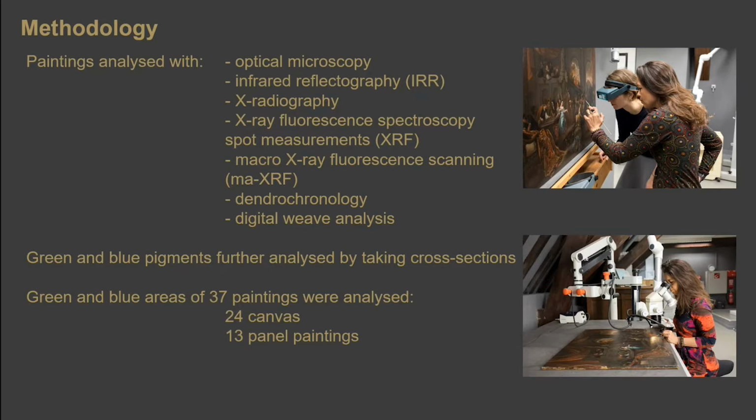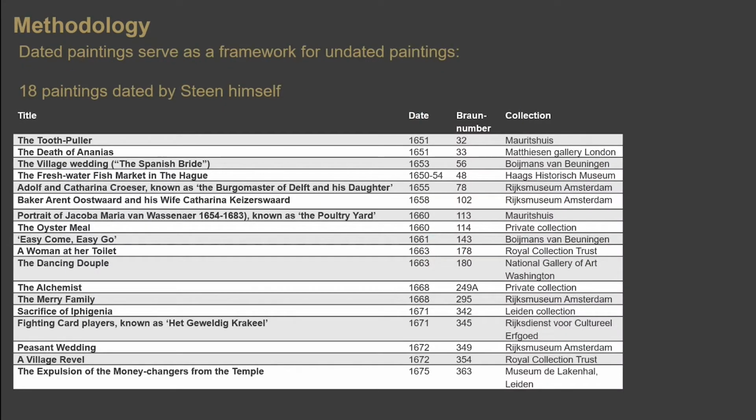We used a variety of analytical techniques to analyze the paintings, aiming to understand the layer buildup and the materials used by the artist. Apart from several non-invasive and imaging techniques, we analyzed minute paint samples from green and blue areas in 37 paintings. So, as I said before, Steen painted over 400 paintings, and only 10% of these are dated.